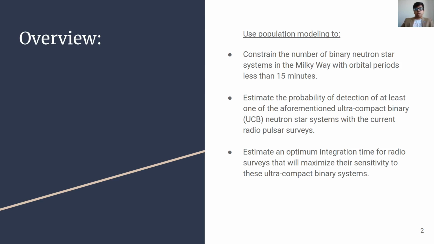We also want to estimate the probability of detection of at least one of these ultra-compact binary systems with the current radio pulsar surveys. And then we want to estimate an optimum integration time for radio surveys that will maximize their sensitivity to these ultra-compact binary systems. And the reason we are concentrating just on the ultra-compact binary systems is because these are really promising sources for LISA and could potentially be directly detected within the first few weeks of operation of LISA.